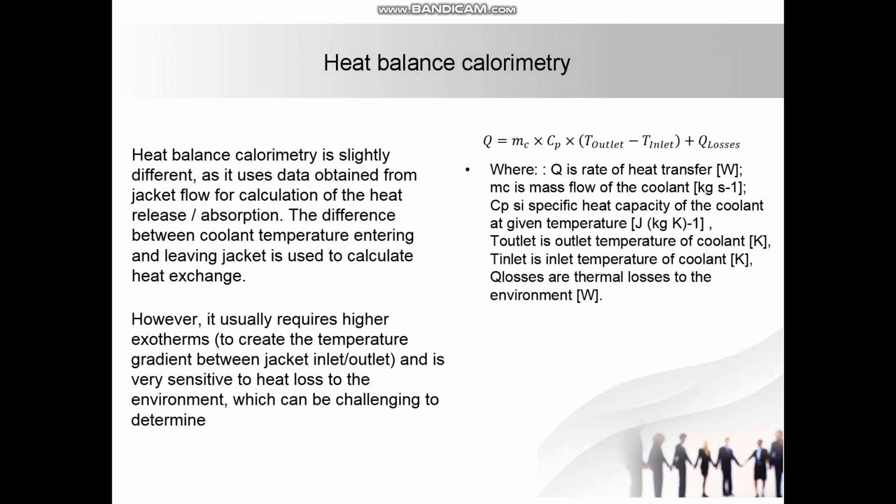The next one is heat balance calorimetry. It is similar to the exothermic reactor that we use inside the plant. If you can see the equation, it might be very familiar to you, Q equals m Cp delta T, where Q is the rate of heat transfer, Cp is the specific heat of the coolant, T outlet is the outlet temperature of water, T inlet is the inlet temperature of water, and losses. This is a very simple but not so accurate mode of calorimetry. It is very sensitive to heat losses and thus not that accurate.